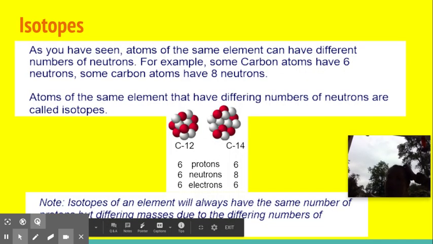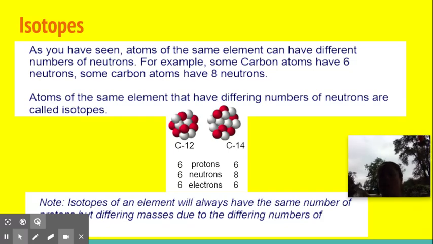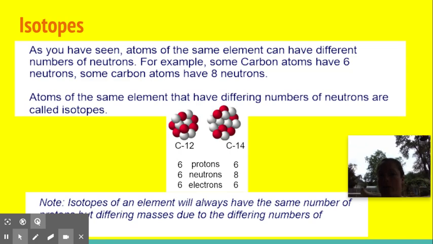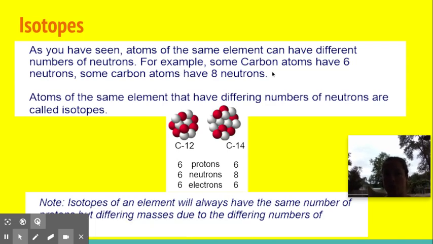All right, so isotopes. This is what I was just saying before on the last slide. As you've seen, atoms of the same element can have different numbers of neutrons. So carbon, for example, we use carbon a lot. If you remember from 7th grade, carbon is found in all living things. So this is actually how we're able to identify how old fossils are. We're going to be doing a little simulation with that in a couple of days. For example, some carbon atoms have 6 neutrons, some carbon atoms have 8 neutrons.